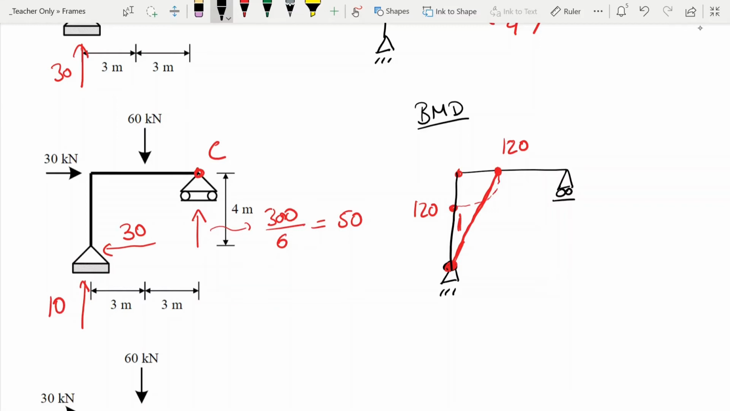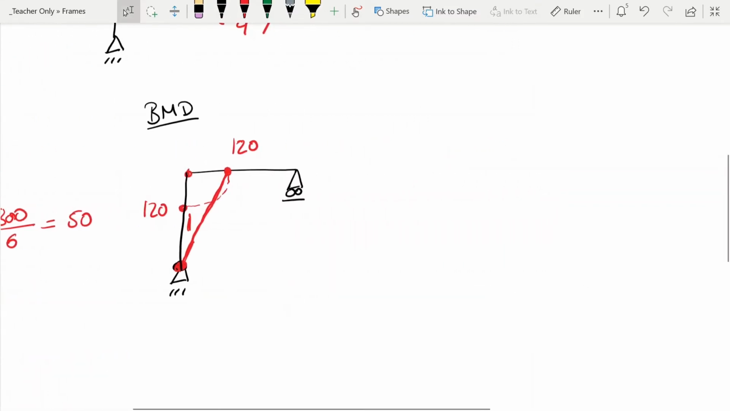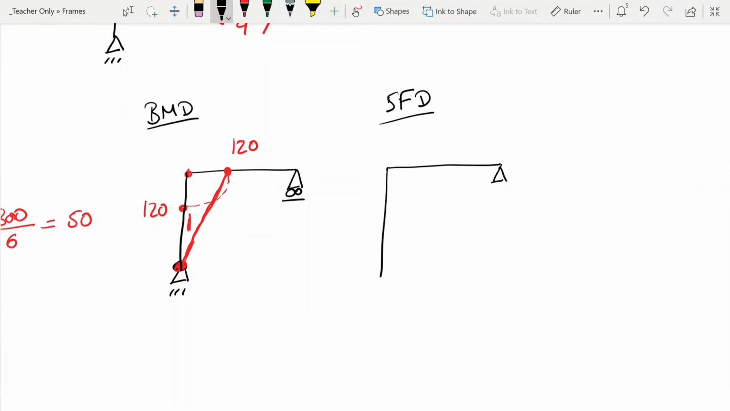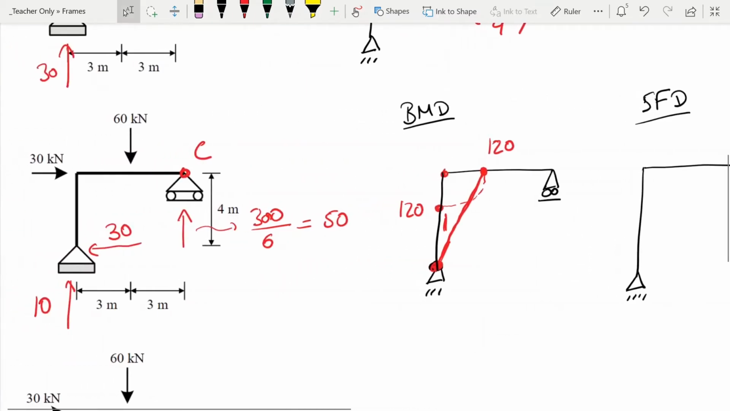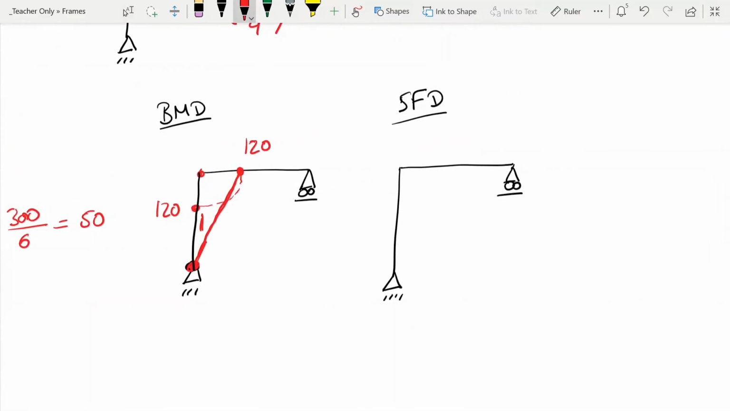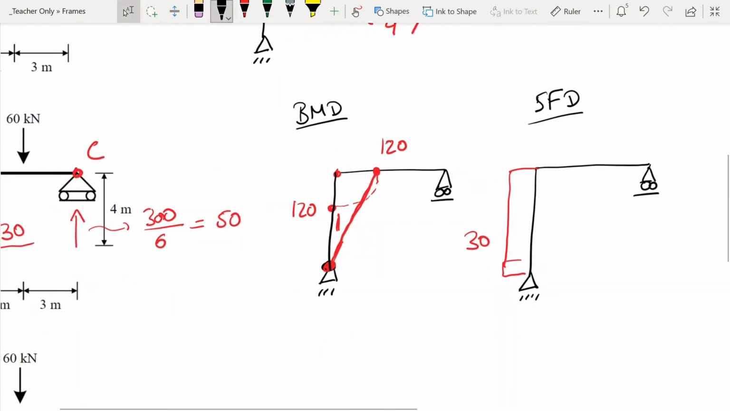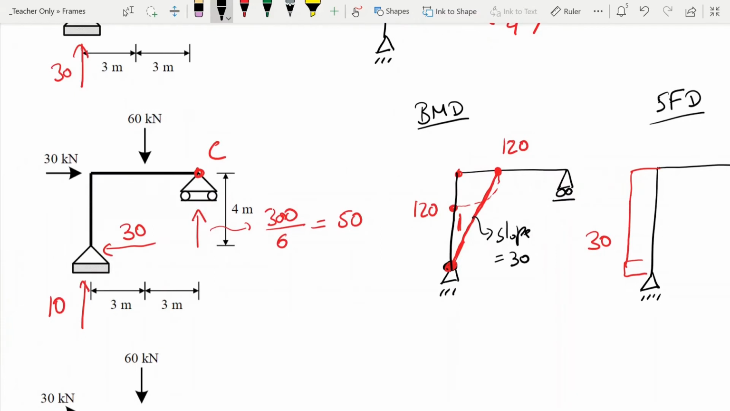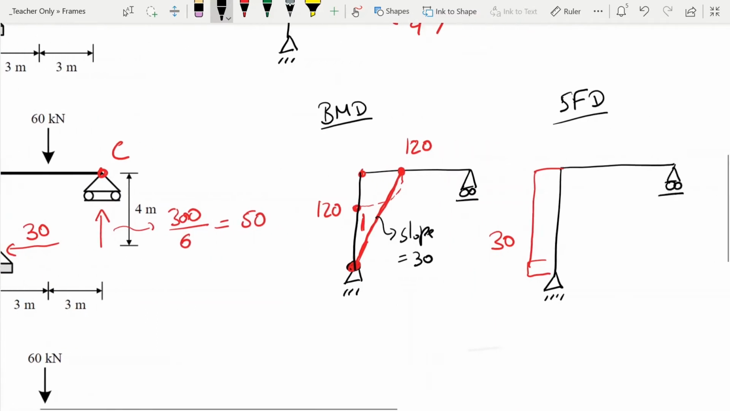So to make sure we don't make any mistake, let's stop doing the bending moment diagram and start doing the shear force diagram. So then we can use it to make sure our bending moment diagram is correct. So in terms of shear force, we do have 30 and 30 that do this on this column, but that we knew already. That's the slope of this line here. Slope is 30. But now in the beam, we have 10 on the left, then the 60 pushes it down, and then we have 50 on the right.